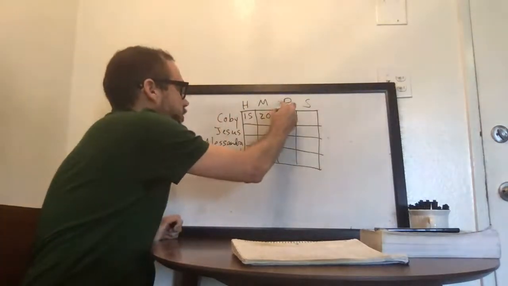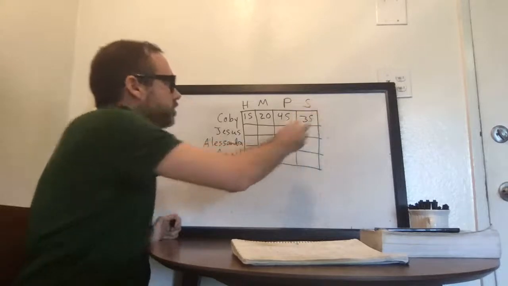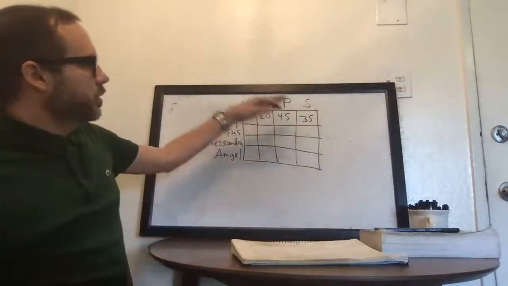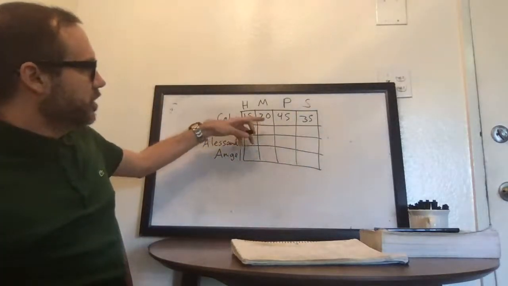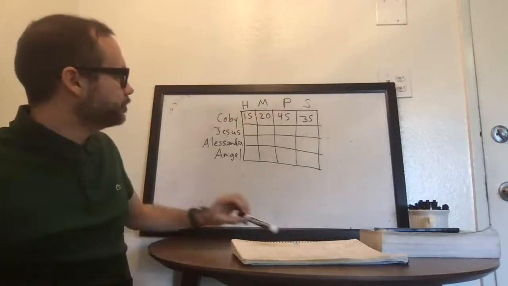45, okay, strong preference for pepperoni from you, but sausage is like a runner-up. Then we got to go a little bit further down before you prefer mushroom, and ham is your least favorite of the four. Okay, not bad.